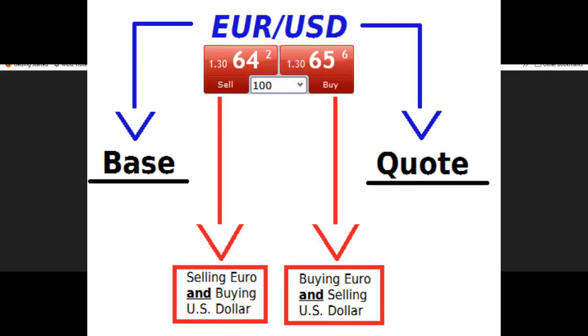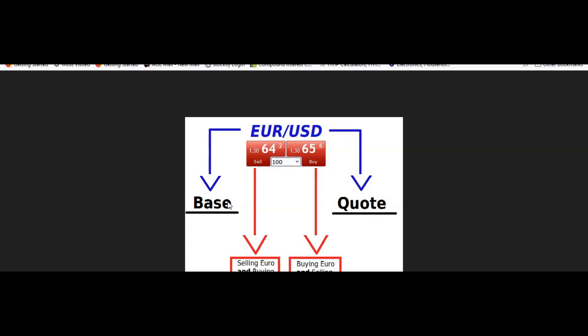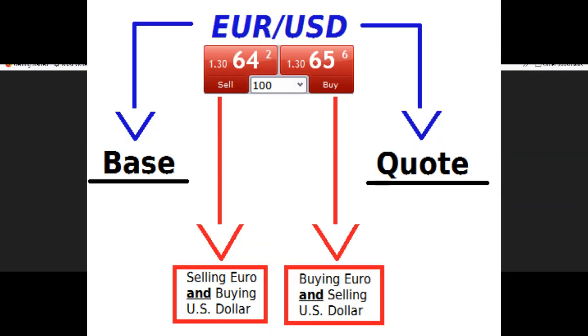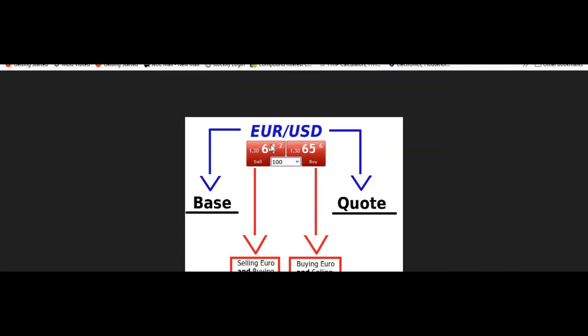When you are selling the euro USD, if I were on MT4 and I click this button right here, I am selling the euro, but I am simultaneously buying USD. The money has to go somewhere. So I'm selling euro and I'm buying USD. I'm selling the base if I were to click this, and I'm buying the quote, what this is quoted in, if I were to click this.